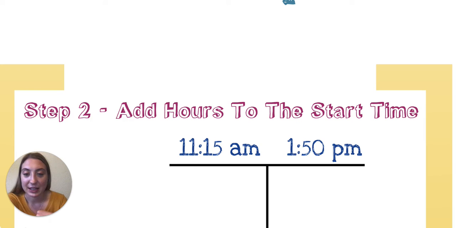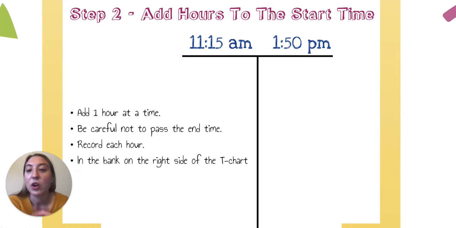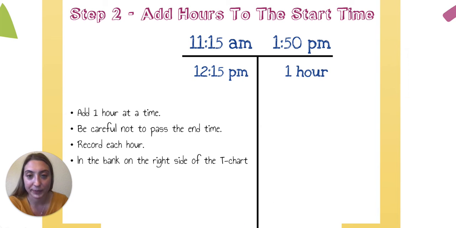So now my next step, now that I made my chart and I wrote down my times, we're going to add hours to the start time. Add only 1 hour at a time, and be careful, we do not want to pass our end time. We need to make a record of each hour in the bank on the right side of the T-chart. So it's going to look like this. 11:15 plus 1 hour gives me 12:15 p.m., which is, I added 1 hour.